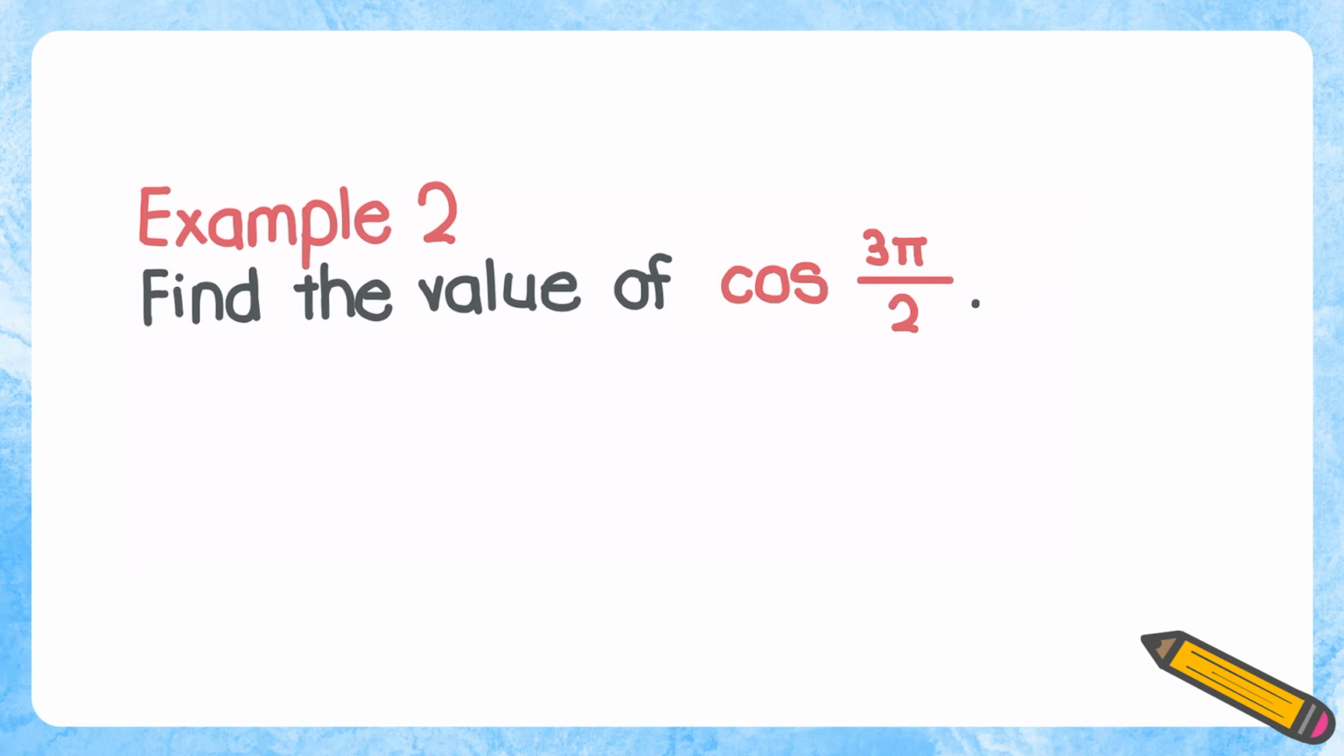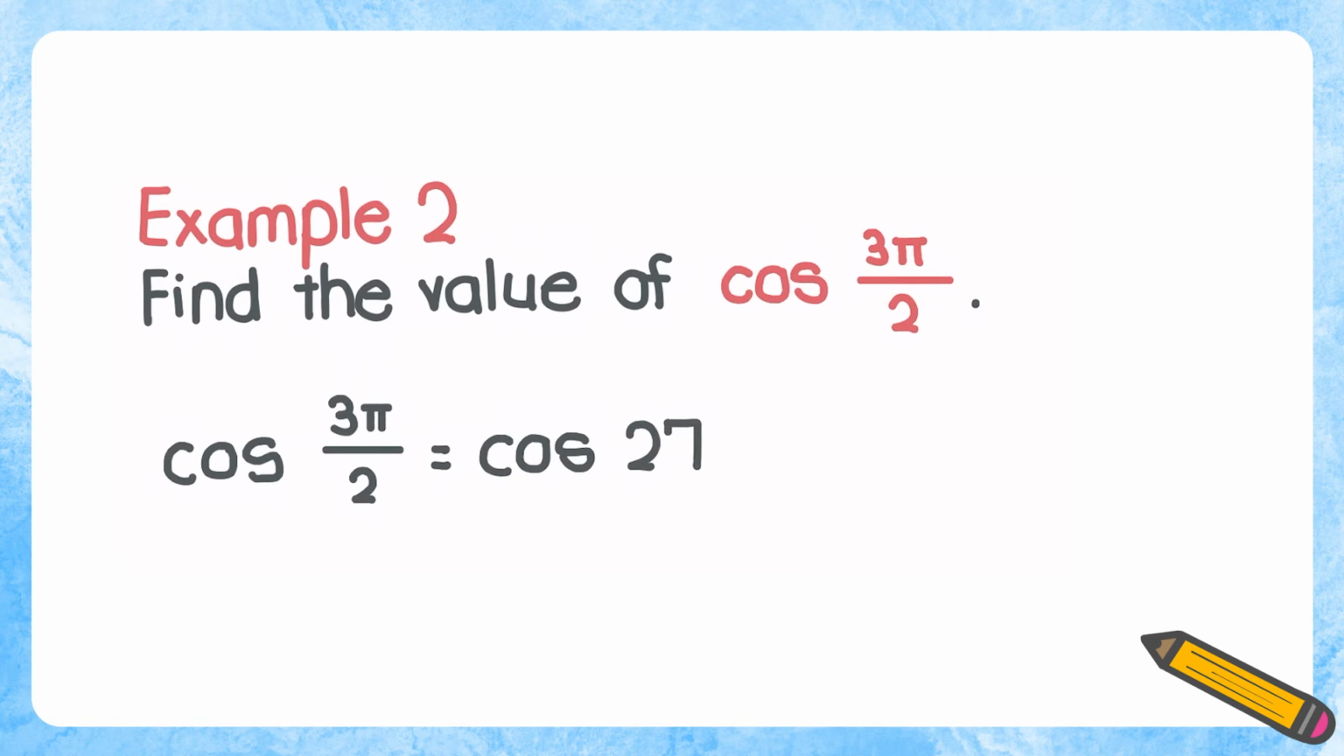For example 2, we're going to find the value of cosine of 3 pi over 2. So what we're going to do first is rewrite this in degree format. So we know that 3 pi over 2 converts to 270 degrees. So again, we're quickly converting from radians to degrees. And we know that cosine of 270 degrees is 0. So that means cosine of 3 pi over 2, the same angle, is also equal to 0.